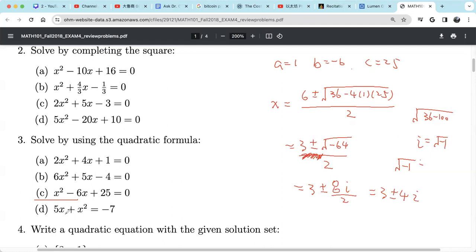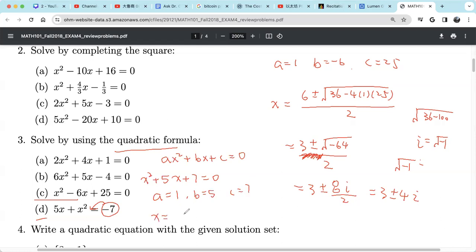Okay, complex solutions. Now let's see D. Remember, when we use the quadratic formula, we need to put the equation into standard form, ax squared plus bx plus c equals 0. So this one we have to move -7 to the other side. It becomes +7. So we have x squared plus 5x plus 7 equals 0. Now we can figure out A is the number before x squared, B is the number before x, C is the number all by itself. Then we plug it into the quadratic formula.